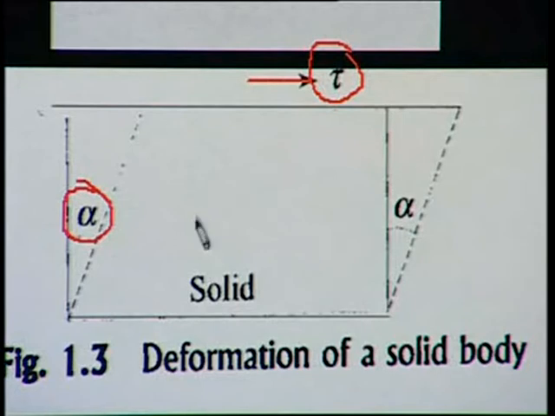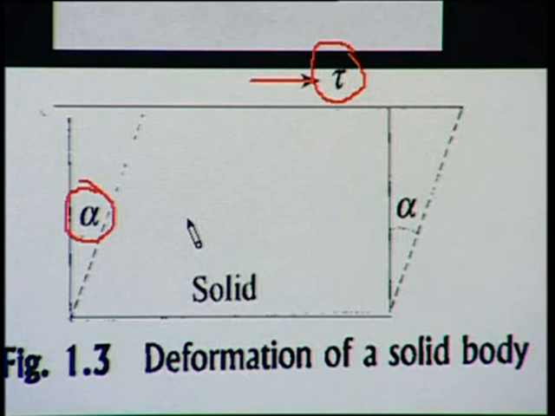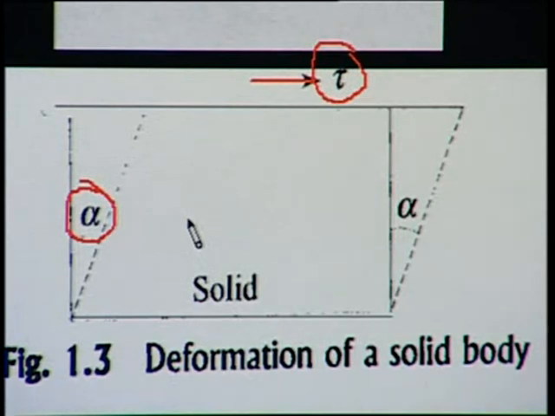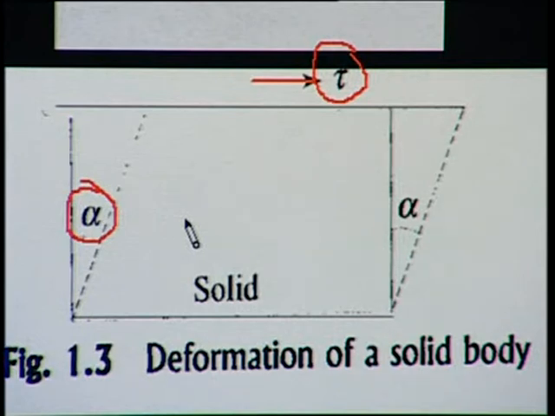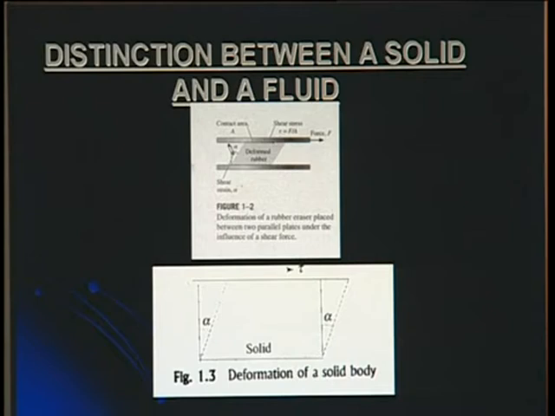So, let us summarize the difference between solid and fluid. In case of fluid, under the application of shear stress, they start flowing. This is the property by which the fluid is differentiated from solid. In case of solid, under the application of shear stress, solid can resist shear stress, and the shear strain is independent of time.